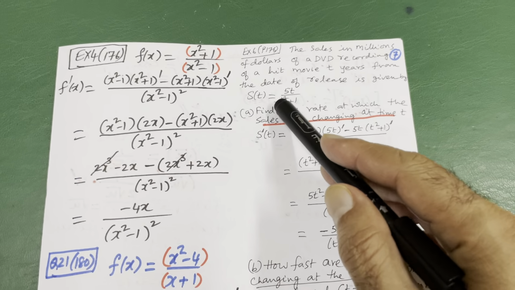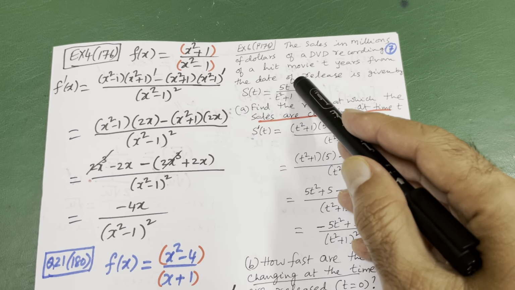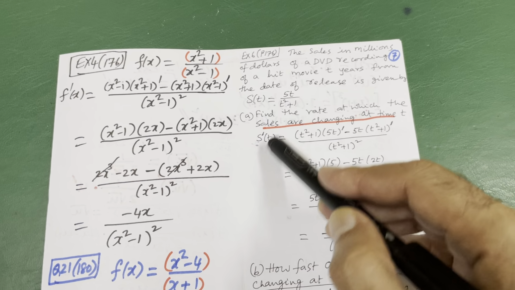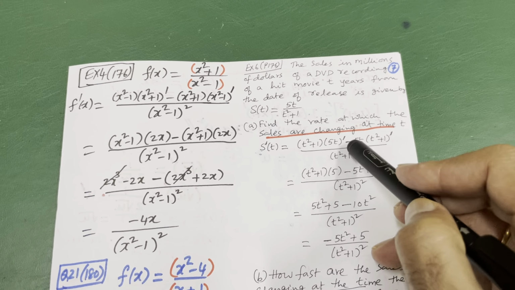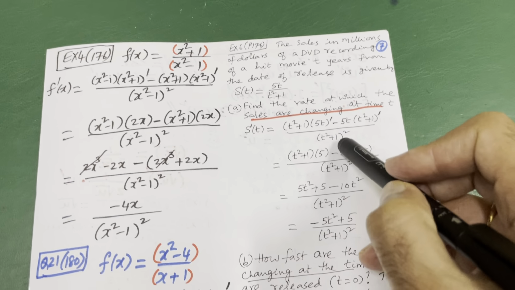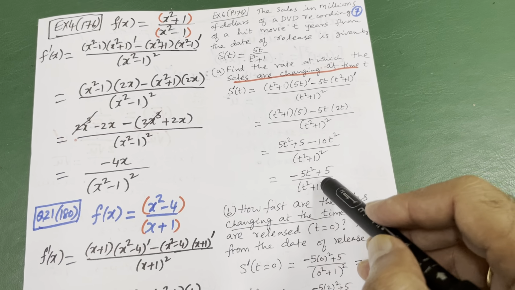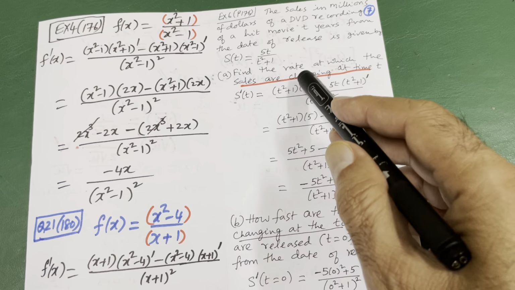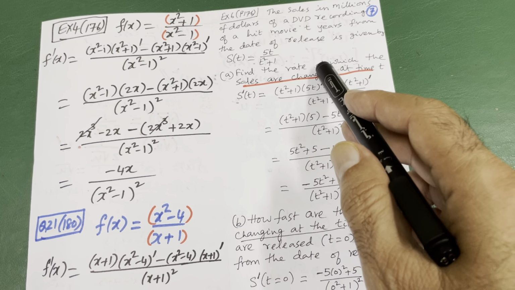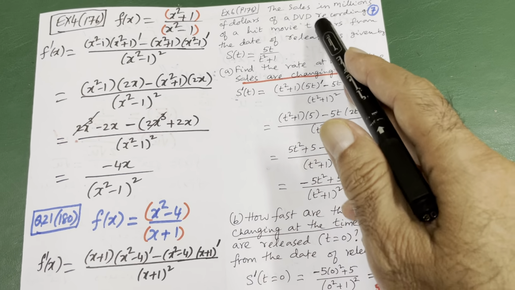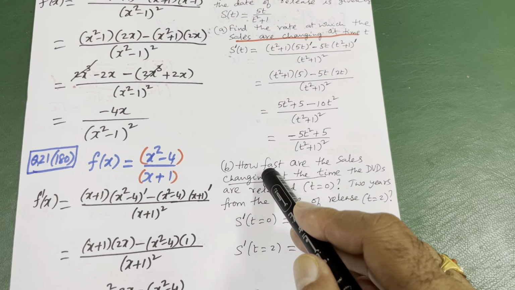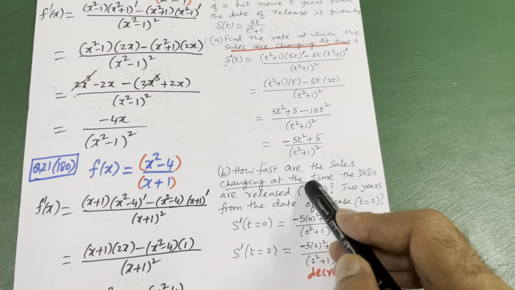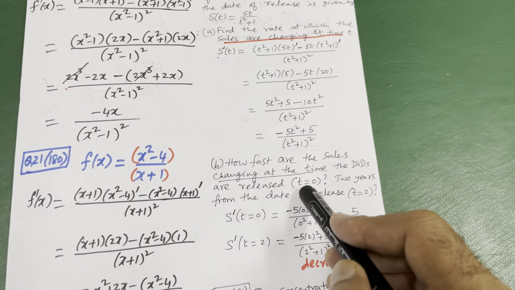So here what it says is 5t over t square plus 1, find the derivative. Down into up, down multiply up derivative minus up multiply down derivative by down square. Simplify it carefully and you get this one. This is the derivative. Find the rate means derivative. Find the rate at which DVDs are selling, this is the rate. How fast means again derivative. Are the sales changing at the time the DVDs are released?